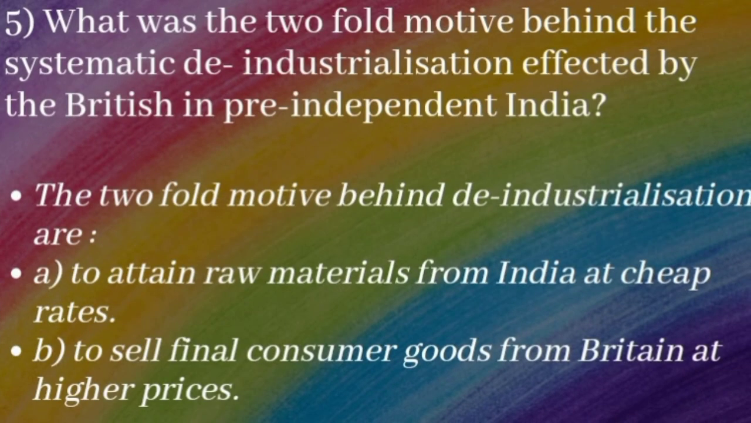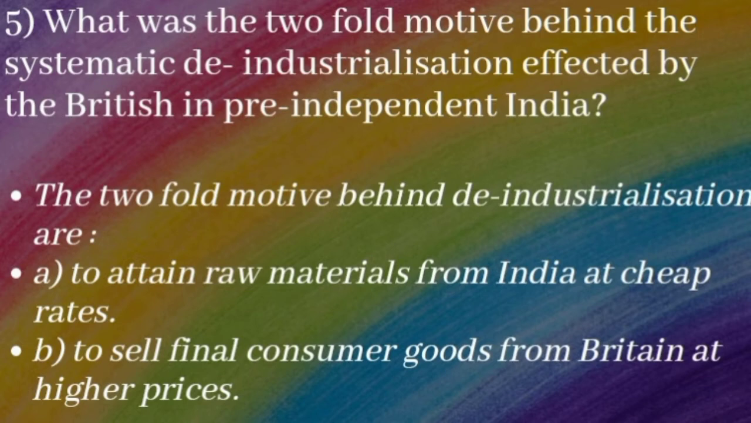So, coming to the fifth question, that is, what was the twofold motive behind the systematic deindustrialization affected by the British in pre-independent India? So, what was the twofold motive, or what was the intention of the deindustrialization of India? There are two points, it's very important. The same answer, that is the deindustrialization of India and its twofold motive, is the answer for the decline in the handicraft industry. Also, we will see that question in the coming slides.